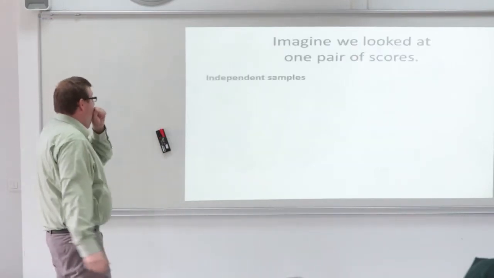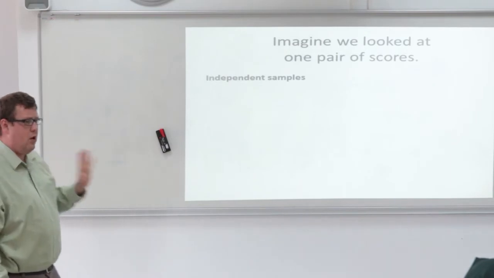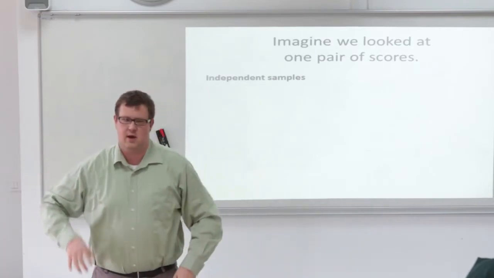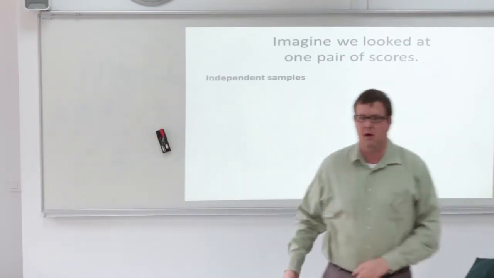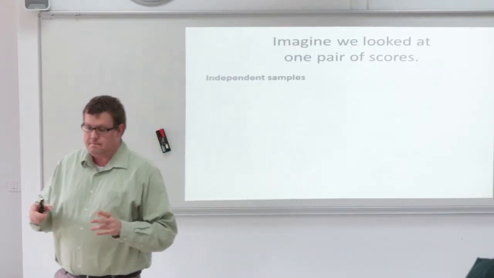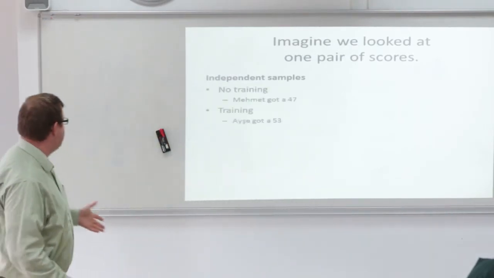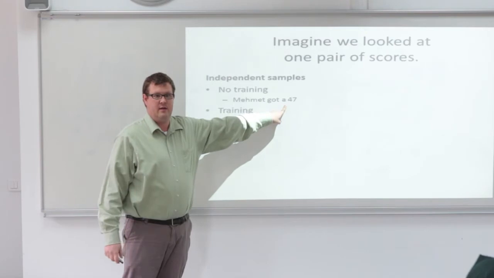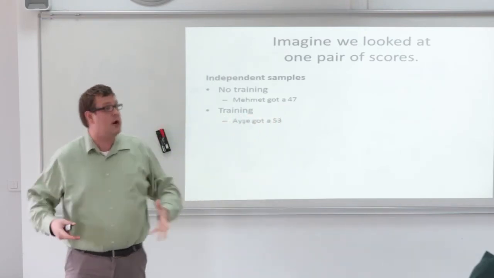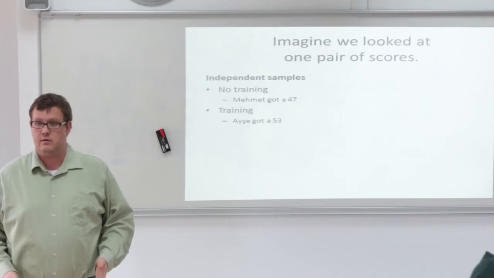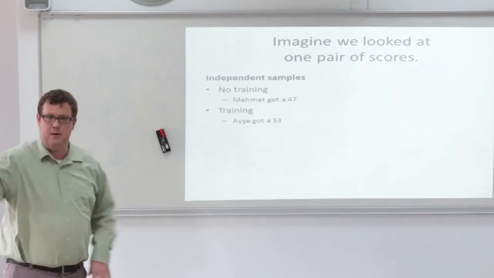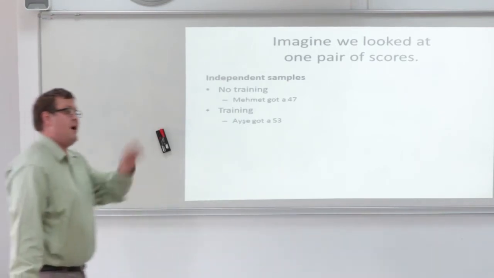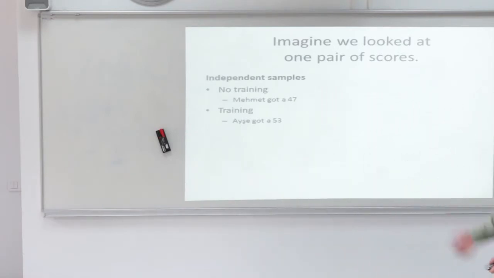All right, so imagine that we were going to look at one pair of scores. Now imagine that we took two independent samples. So I got a bunch of people, and then I got a bunch of people more. And I gave them the memory test. And let's say that Mehmet, he didn't get any training, and he got a 47. And Aisha, she did get training, and she got a 53. Okay? So in my first sample, they didn't get any training. One of the individuals, Mehmet, got a 47. In my other sample that did get the training, Aisha got a 53.